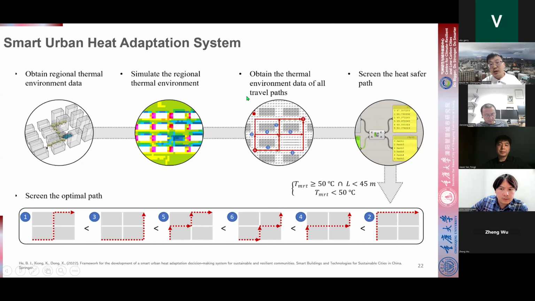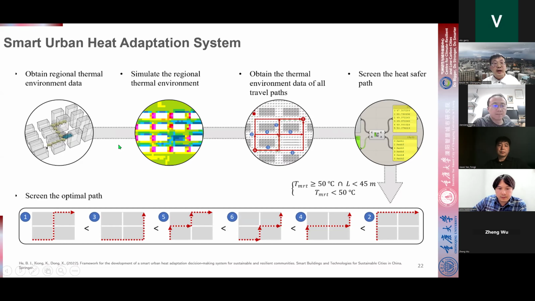Here we use two indicators to screen the walkable roads. The first is the transient heat tolerance of the body, and the second is the cumulative heat tolerance of the body. Once this value exceeds the heat tolerance, we see that this road is not walkable.